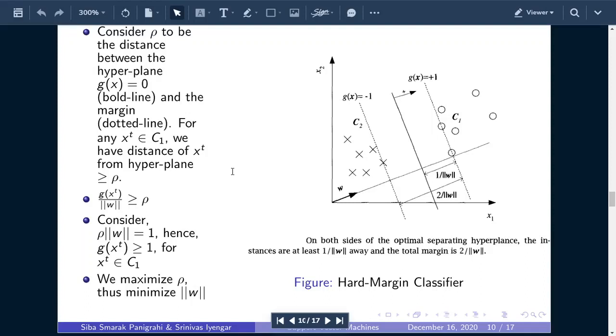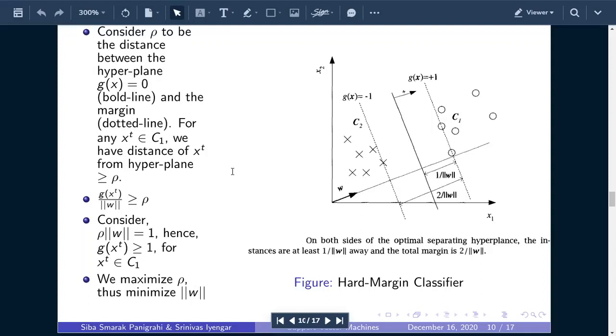Then what are you obtaining? g of xt is greater than or equal to 1 for every xt belonging to C1. These three steps are entirely from simple analysis of distances. So we obtain g of xt is greater than or equal to 1 for every xt belonging to C1. If you have a copy beside you, just jot down some points. It actually helps you to move through the entire thing.